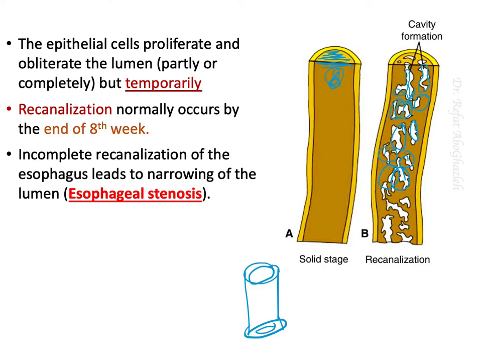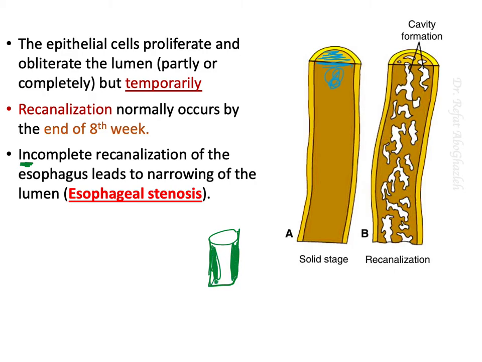Now, sometimes if there is incomplete recanalization of the esophagus, this will lead to a narrowing of the esophagus. For example, if the recanalization failed to happen at some point, this creates a stenosis here. You see stenosis in the esophagus, known as esophageal stenosis.